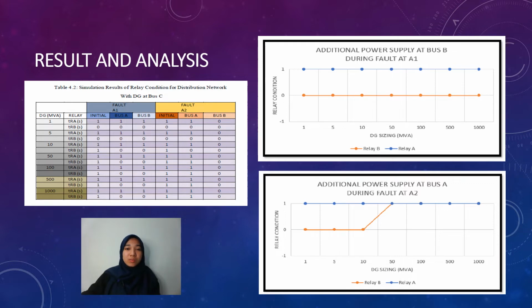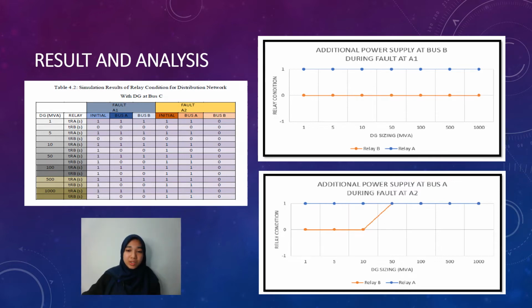To mitigate this problem of false tripping, I have added additional supply at bus B and bus A. This is the result when I add the additional power supply at bus B during fault at A1. Relay A remains tripped. For relay B, when we add the additional power supply, relay B is not tripped, which is an improvement. Next, additional power supply at bus A during fault at A2. It shows relay A remains tripped.